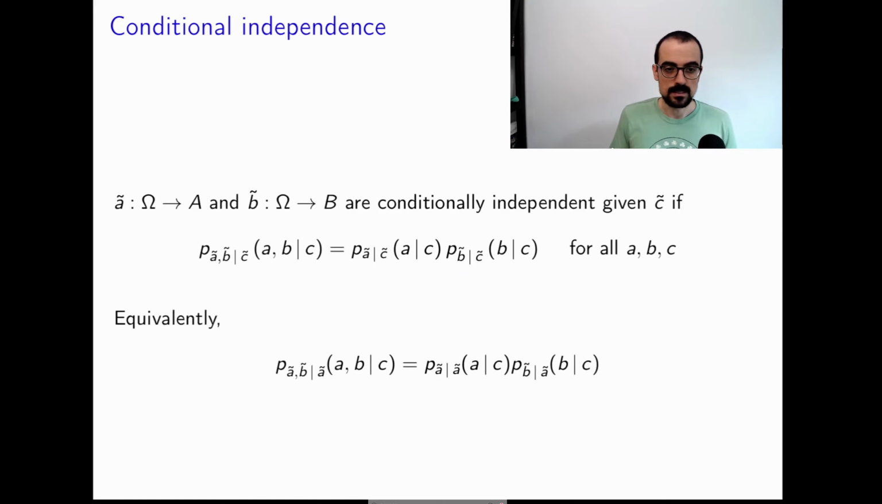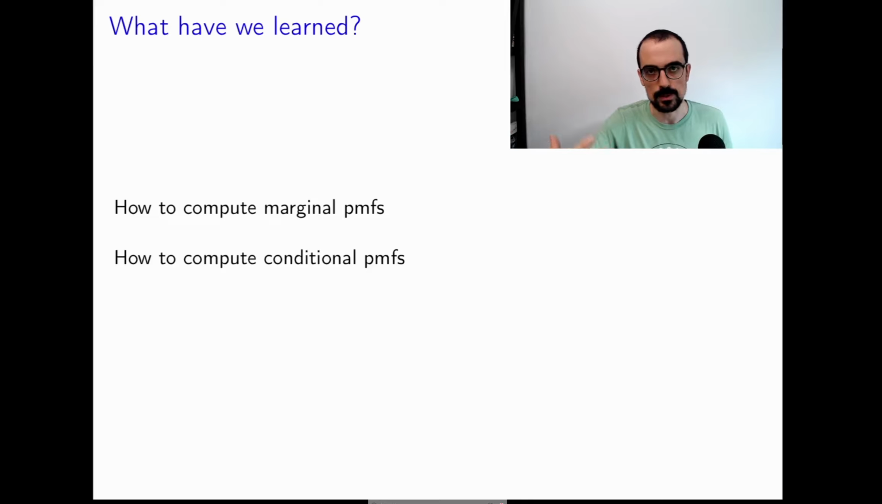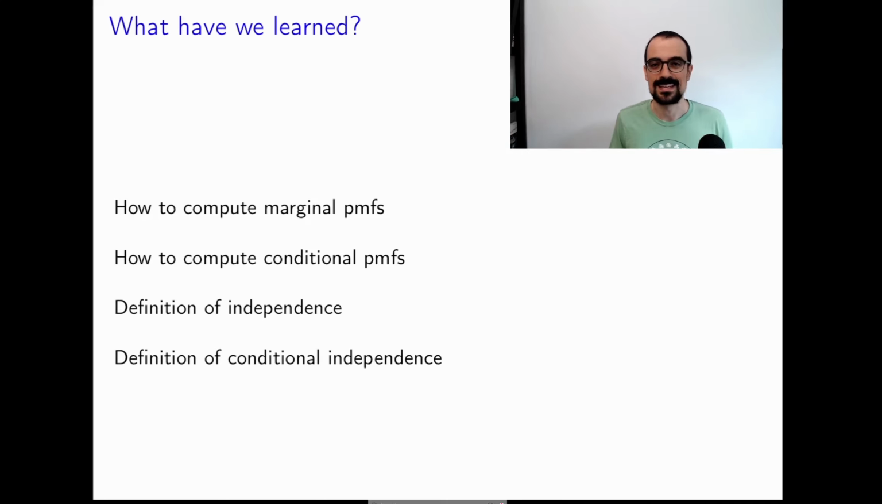What have we learned? We have learned to compute marginal PMFs that characterize the distribution of individual variables or subsets of variables within a model that has more variables. We have shown you how to compute conditional PMFs that characterize the conditional behavior when we fix some other variables. And we have defined independence and conditional independence. Thank you very much.